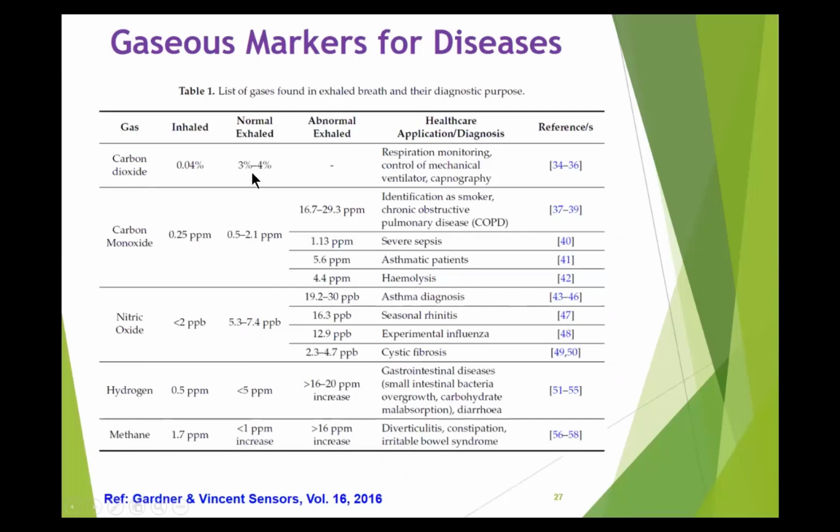Carbon dioxide on the breath is usually between 3 and 4%. That's quite widely measured and shows you how efficient your metabolism is, but it also is linked to obesity, and I've done some work on that.